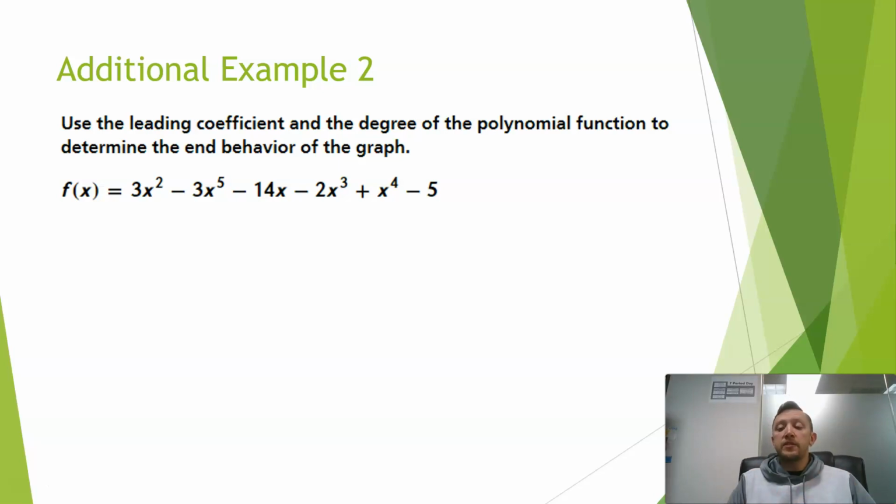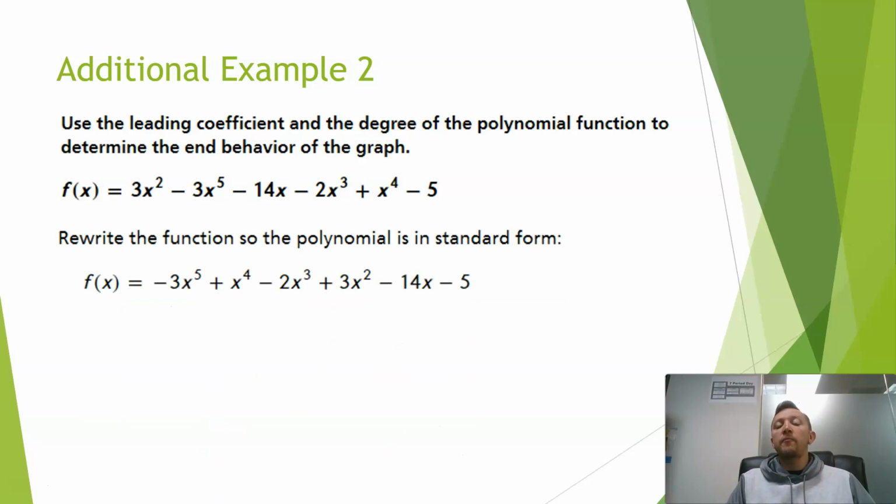All right, so let's see if you did this correctly. So let's start getting it into standard form. So we would have it negative 3x to the fifth plus x to the fourth minus 2x cubed plus 3x squared minus 14x minus 5. Whew, a lot of terms there. Okay, so just to review, this one has 6 terms.